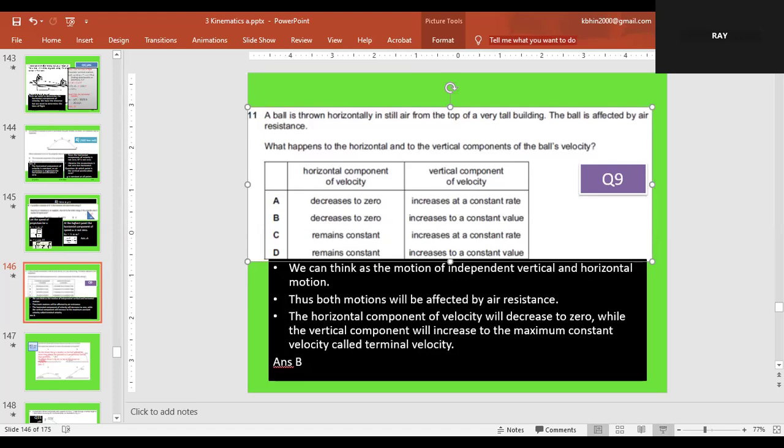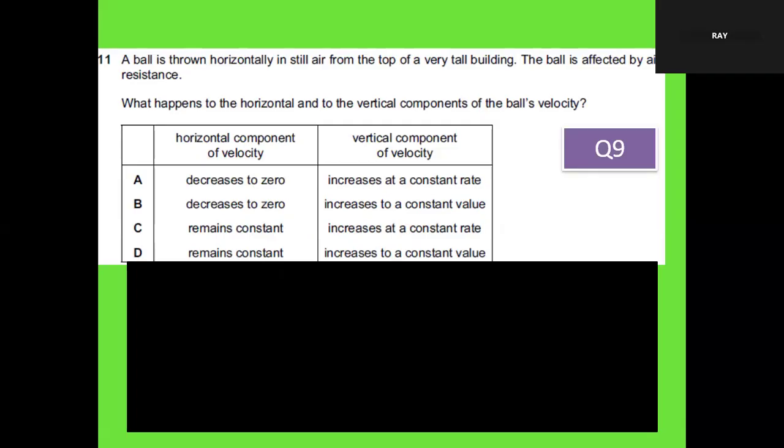Remains constant, right? No, air resistance is not negligible, so the horizontal component will be affected. It will decrease. Whereas the vertical component is also affected. It increases to a constant value, because of terminal velocity, right? What's the answer? B.